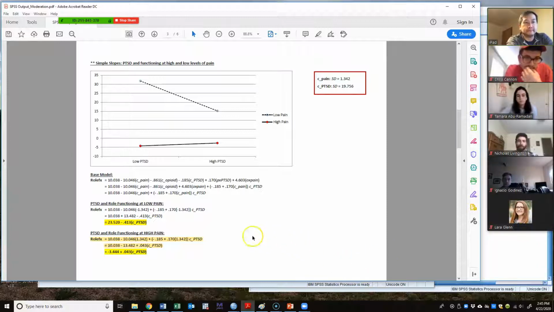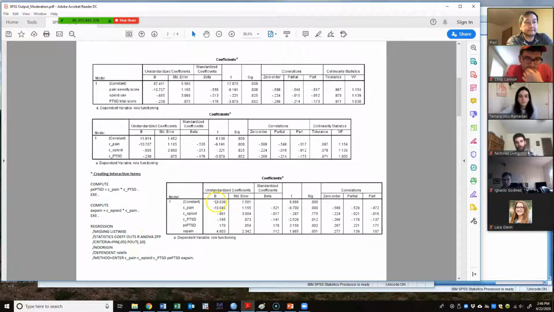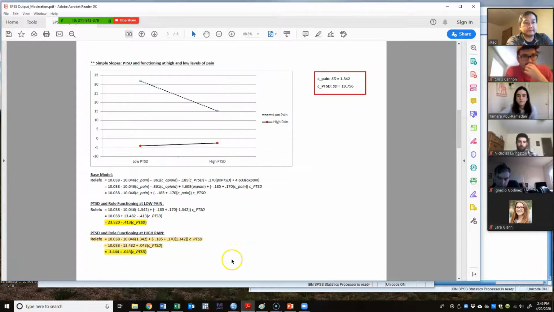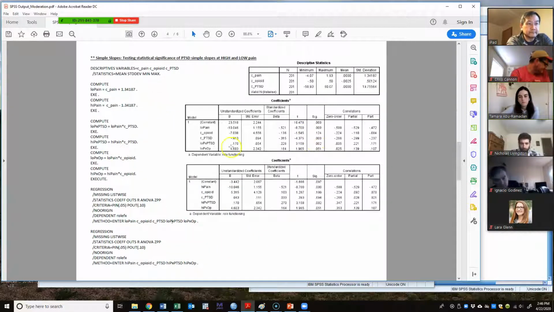Okay. So one last thing I'll note, right? Tamara, you had gone through and calculated these, you factored these by hand, just based on your coefficients here, right? Fantastic. You did a beautiful job there, right? But if we go down through and take a look at your coefficients for your simple slopes at low pain, you get an intercept of 23.5 and a conditional effect of PTSD on functioning of 0.413. If we take a look at your model for low pain, what do we find in terms of our constant and our coefficient here?